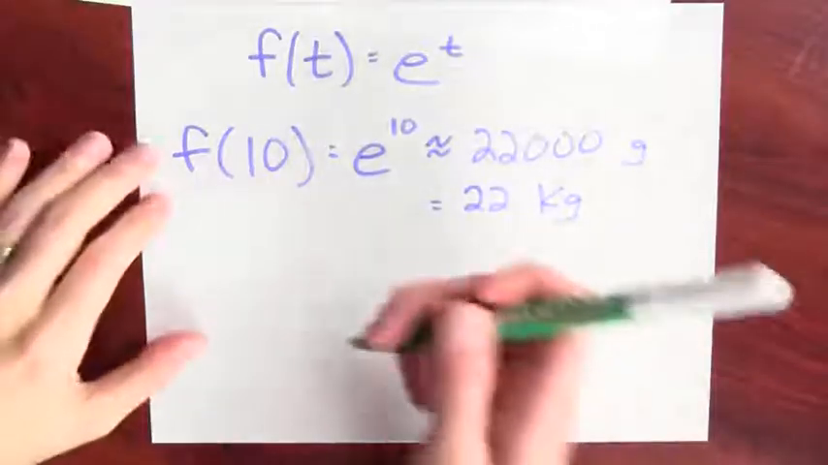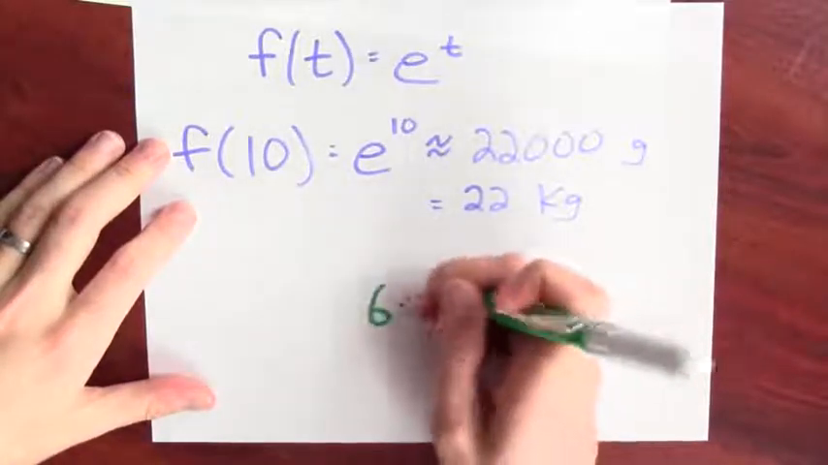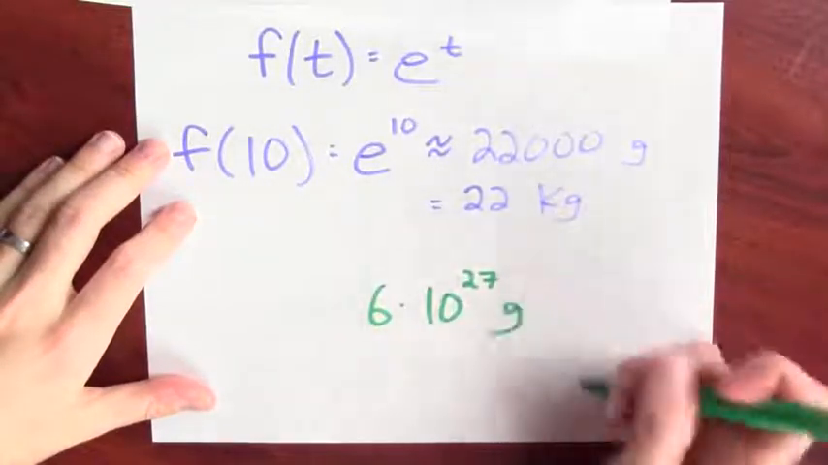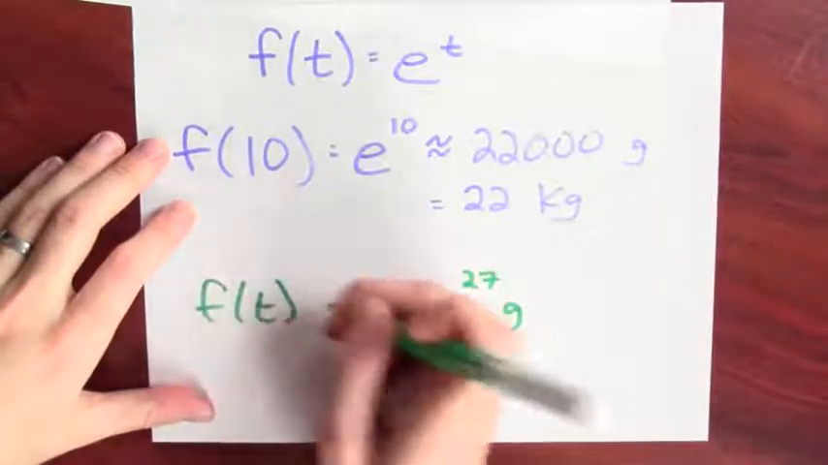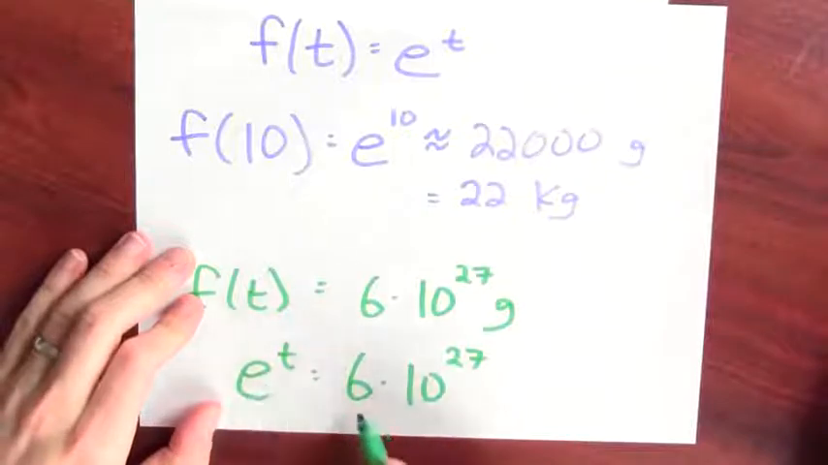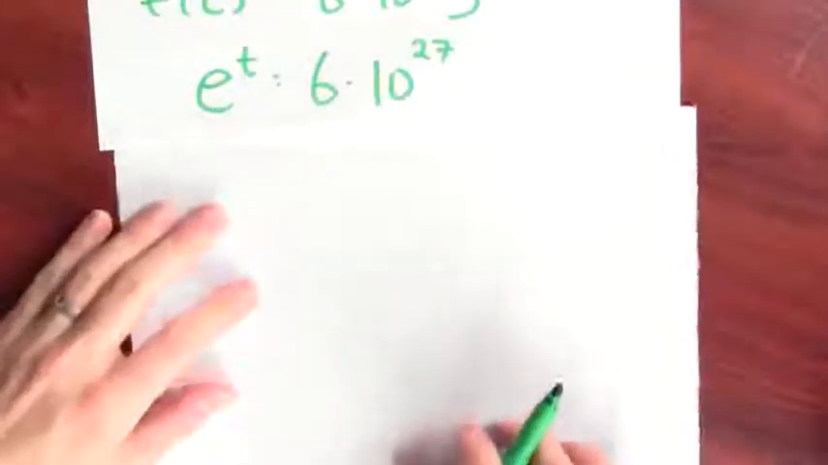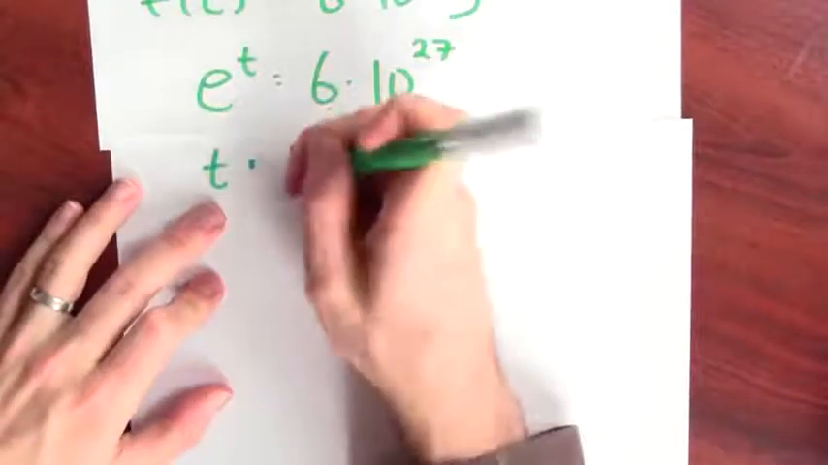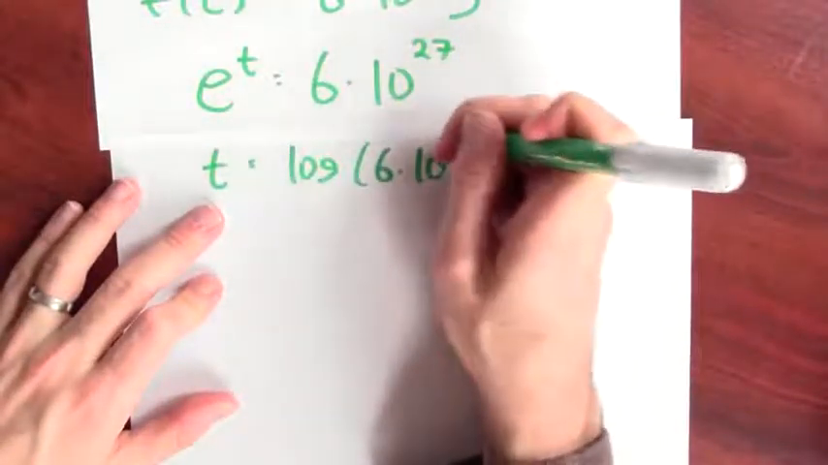Okay, here's the big question. How long will it take until the entire Earth is converted into gray goo? The mass of the Earth is about 6 times 10 to the 27th grams. So I'm looking for a time t so that f of t is 6 times 10 to the 27th. In other words, I'm trying to find a value of t so that e to the t is 6 times 10 to the 27th. Well, I can take log of both sides.